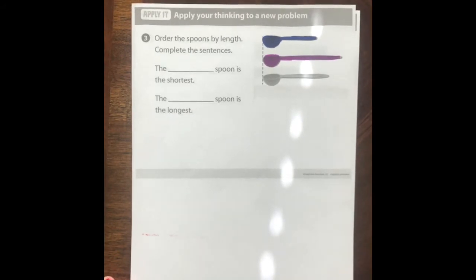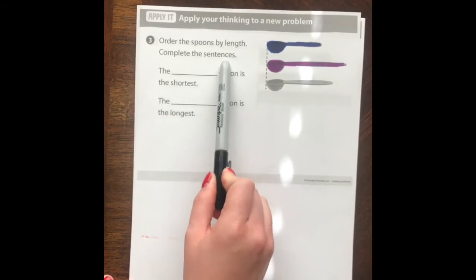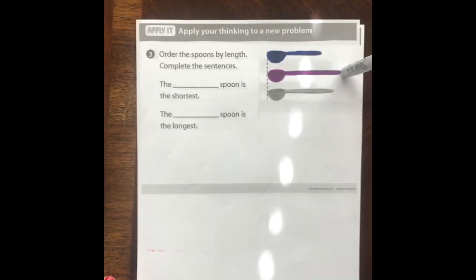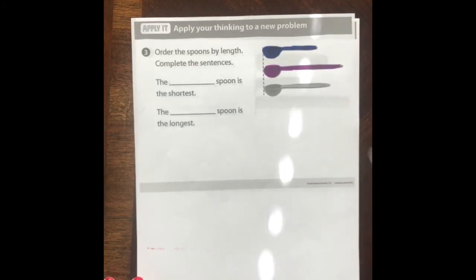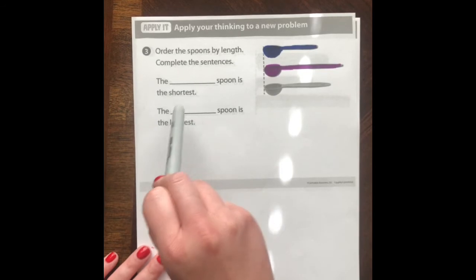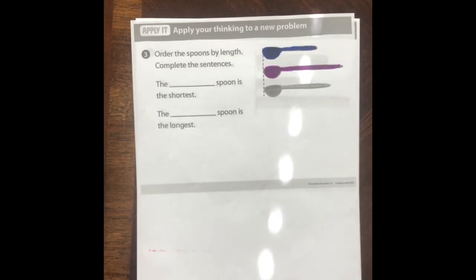Next, order the spoons by length. Complete the sentences. So I have 3 spoons here, a blue spoon, a purple spoon, and a gray spoon. The blank spoon is the shortest. The blank spoon is the longest. So we need to find out 2 things. We need to find out which spoon is shortest and which spoon is the longest.